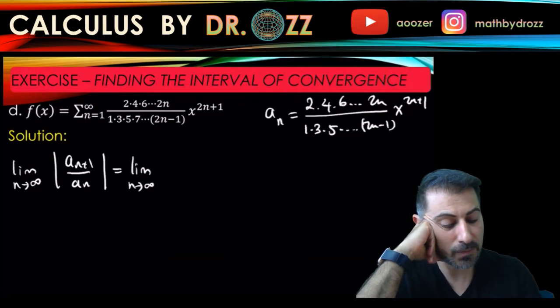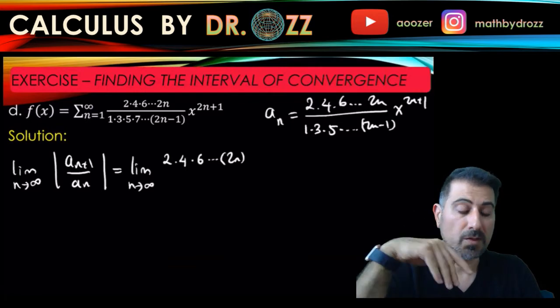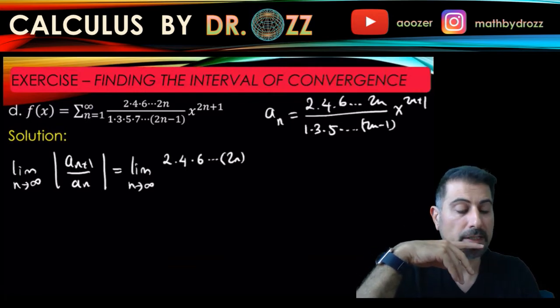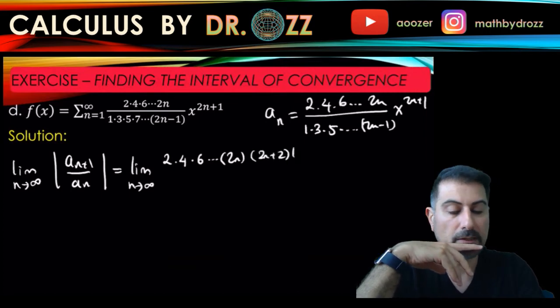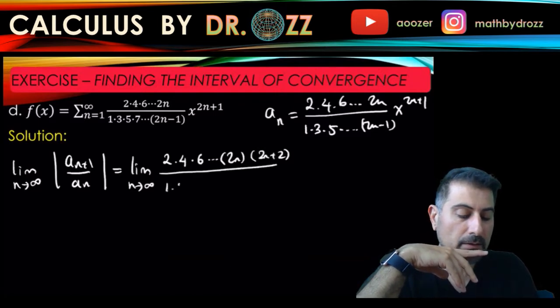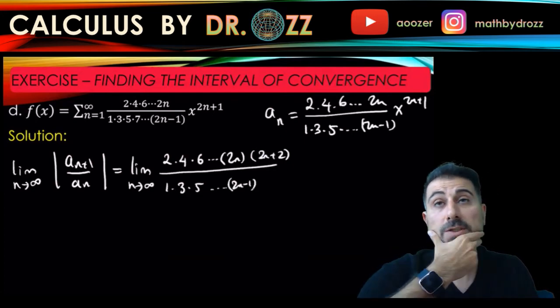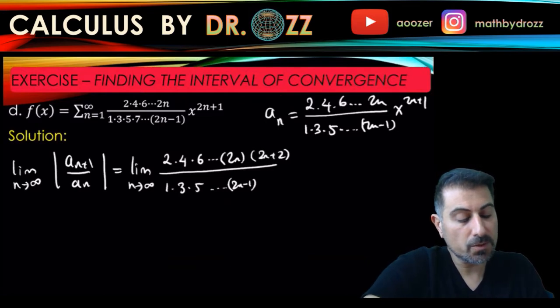So I need a_(n+1), so that means I should look at the product of even numbers, not all the way to 2n. This is the n-th term in the product. I should also add the (n+1)-th term, so it's 2n plus 2, okay, 2n plus 2. And at the bottom, you have the odd numbers going all the way to 2n minus 1, but this is the n-th term. I need a_(n+1), so I need to add another odd number, which should be next, right? That's 2n plus 1, okay?